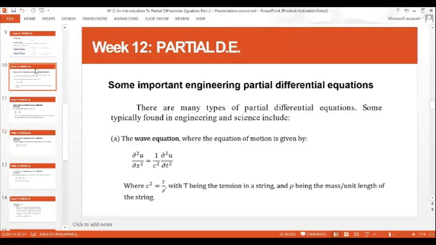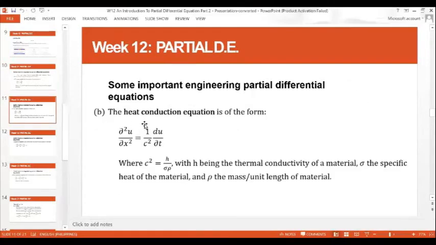Ito, ayan. So, yung last meeting natin, yung wave equation natin, ito yung mismong formula niya, which is we have the second derivative of u with respect to x is equal to 1 over c squared times the second derivative of u with respect to t squared. So later, gagamitin pa rin natin itong formula na to. And ito naman yung formula for the heat conduction natin, which is we have the second derivative of u with respect to x is equal to 1 over c squared du over dt.